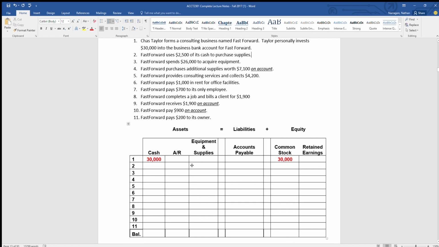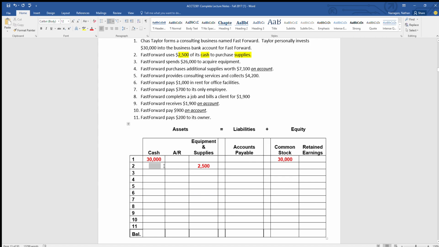Okay. Next one, we have Fast Forward uses $2,500 of its cash to purchase supplies. So here, we're going to look. We see that it says supplies. So that means we find supplies, and it's going to raise by $2,500. So since we use some of our cash, notice that since this is a Word document, you may want to highlight accounts, money, whatever you see. So this actually means we use some of this cash to buy these supplies. We did not use payables, stock, or earnings.